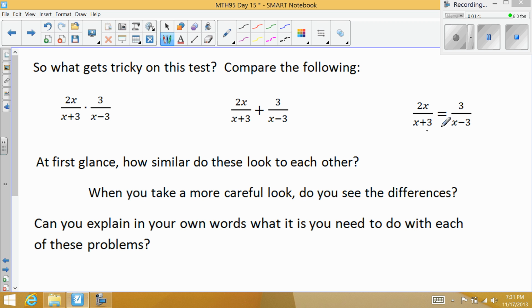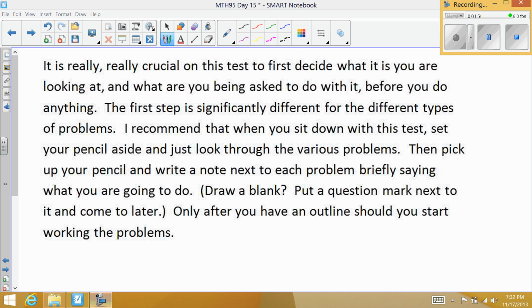So I'd like you to pause a minute and think about, in your own words, what it is you need to do with each of these problems. On this test, it's really, really crucial you first decide what it is you're looking at and what you're being asked to do with it before you do anything. The first step for each of those problems is significantly different for the different types of problems.